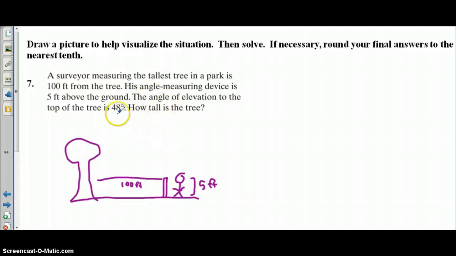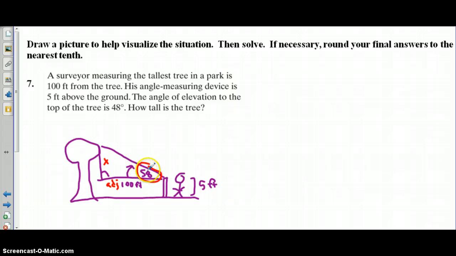The angle of elevation to the top of the tree is 58 degrees. And so the angle of elevation is from the person looking up from his device to the top of the tree. And it's asking us to find how tall is the tree. And so in our diagram, we have a right triangle. And so we have our reference angle of 58 degrees. We have the adjacent side. And we're looking for how tall the tree is. And so that's the vertical length, which is x.